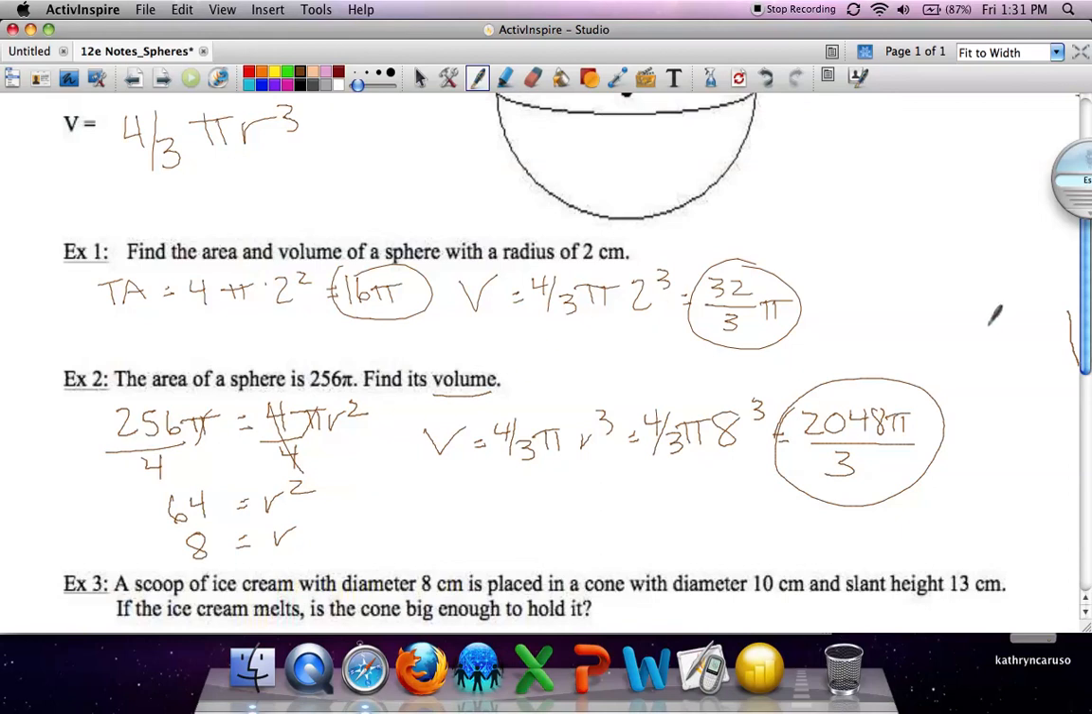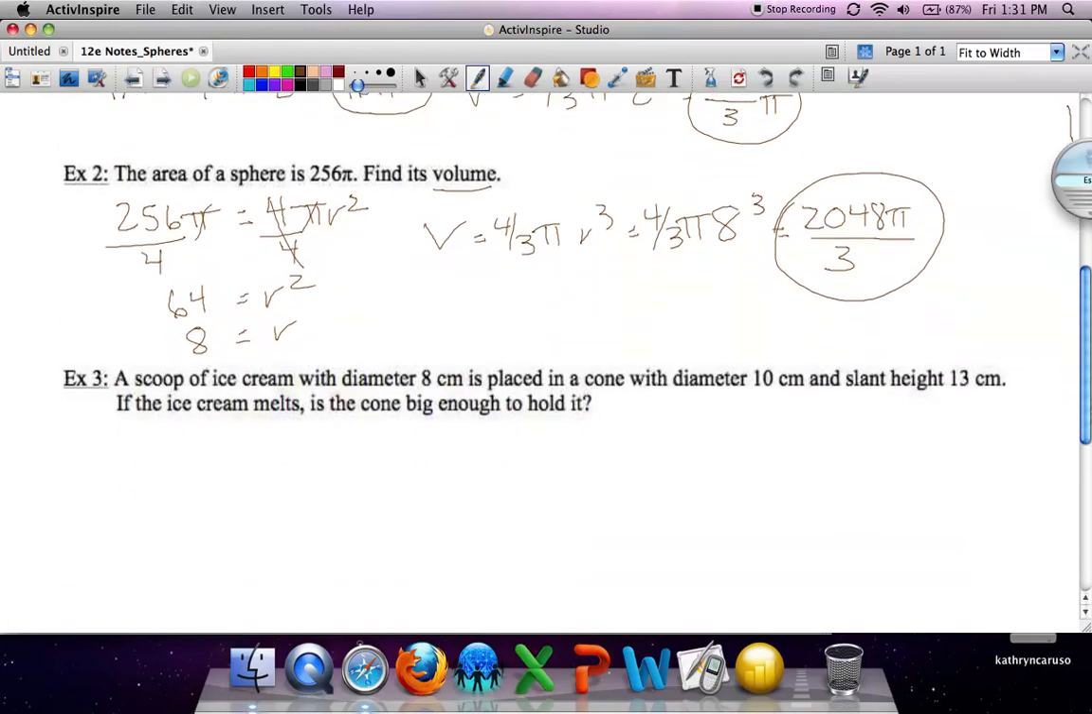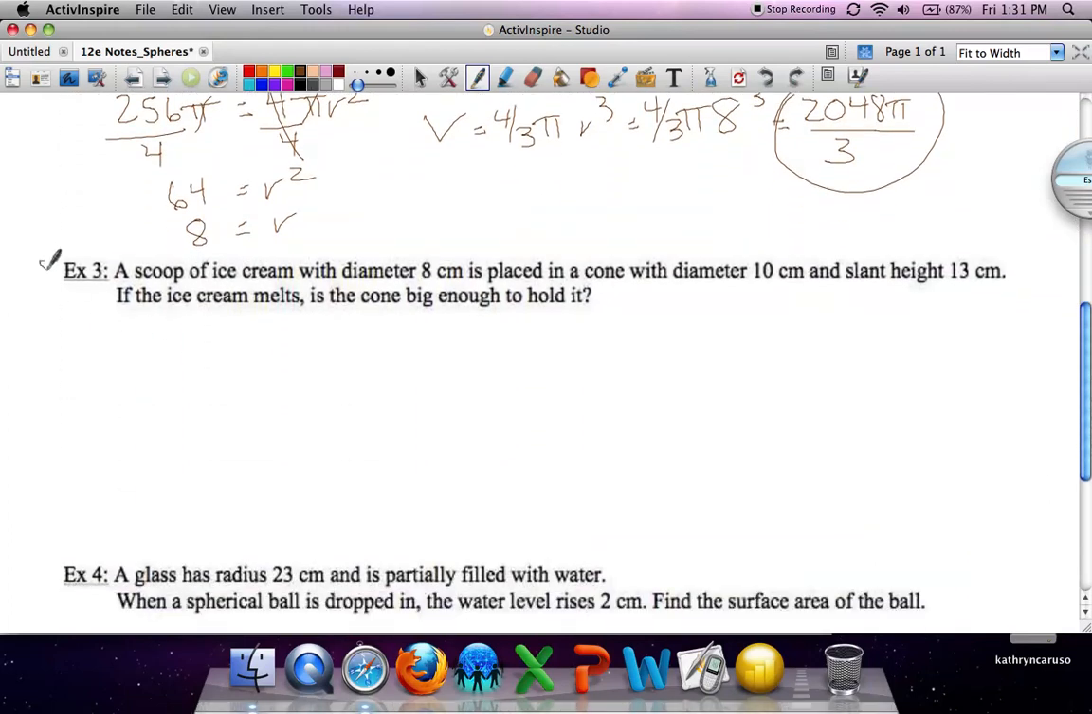Let's set up example 3, and I'd like you to do example 3. Finish example 3 and do example 4. So you're going to finish these tonight.